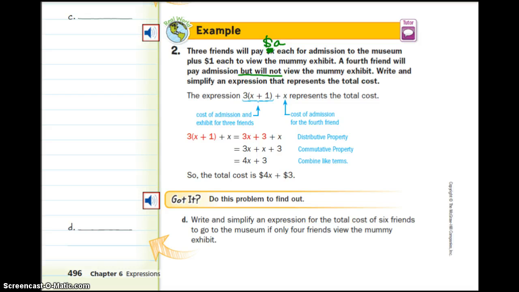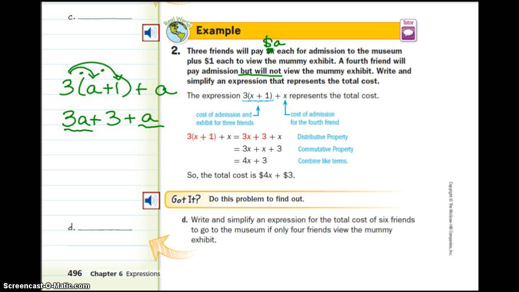So in this case, we know that we have 3 friends that are going to get an admission plus the mummy ticket, plus another person who's going to buy an admission ticket. So again, I do the owl. 3 times A is 3A, plus 3 times 1 is 3, and then I have my A left over. So I again look to combine like terms. I have 3A plus 1A, which is 4 admission tickets plus $3 for the mummy tickets. So again, put a $ sign in front of both, and my simplified expression is 4A plus 3.